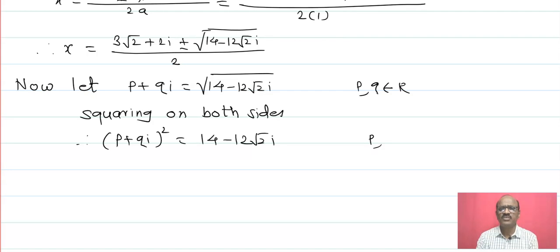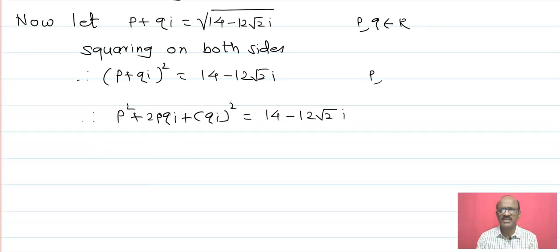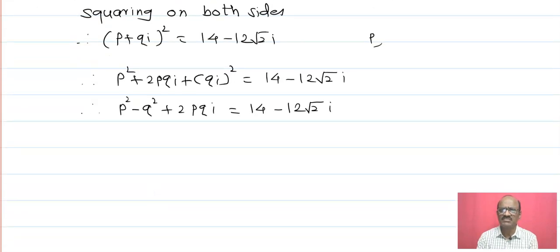Therefore, p and q belong to the set of real numbers. You write this every time. Now, (p + qi) whole squared is equal to p squared plus 2pqi plus (qi) squared, which is equal to 14 minus 12 root 2 i. Here i squared is minus 1. Therefore, writing the real part, that is p squared minus q squared, plus 2pqi is equal to 14 minus 12 root 2 i.